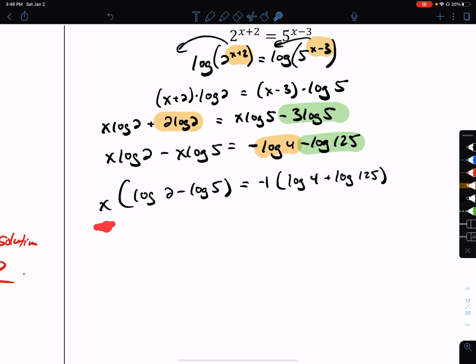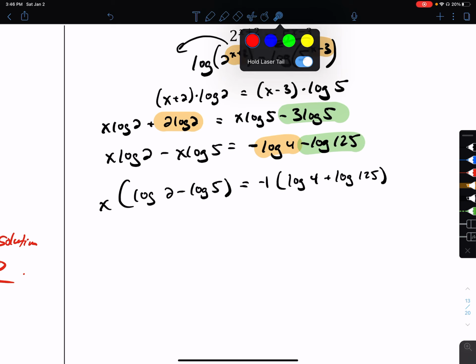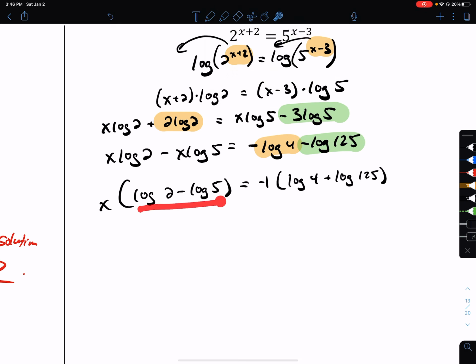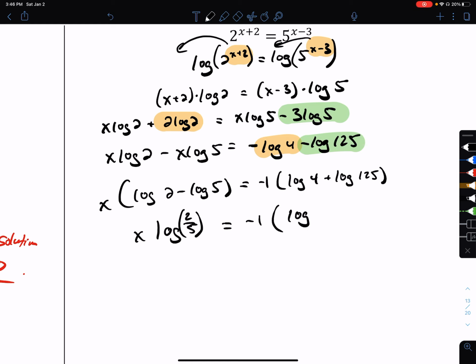We're basically just trying to get x by itself, but there's some things we could do to make this easier to put into a calculator. For example, log of 2 minus log of 5, we could write as log of 2/5. It's the quotient property. On the right, log of 4 plus log of 25, we could write as log of 500. So we're multiplying the arguments.